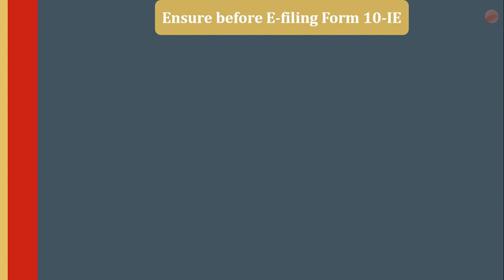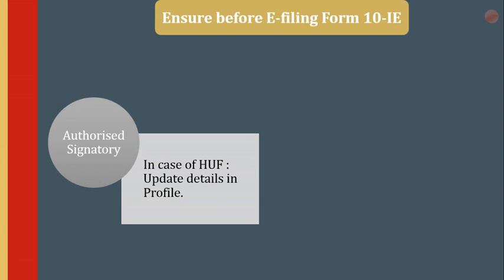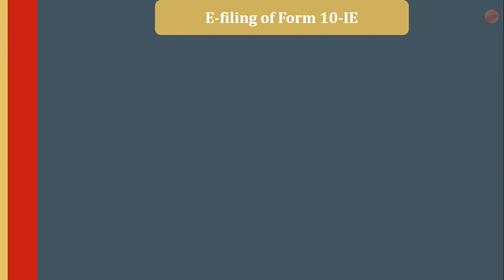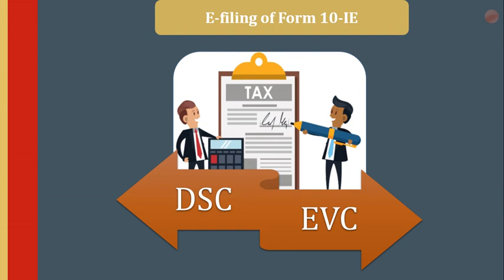A few things which you should ensure before filing Form 10IE. One is that the details of the authorized signatory need to be updated in the case of HUF in the profile. This must be done before filing Form 10IE, then only you can file this form. And also if you want to use DSC for filing 10IE, then this DSC should be registered in the individual login of the individual or the authorized signatory in the case of HUF. And obviously filing of the various forms can be done either by using the digital signature certificate or the electronic verification code or EVC prompt.